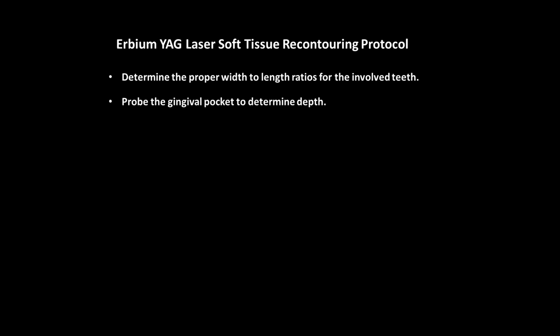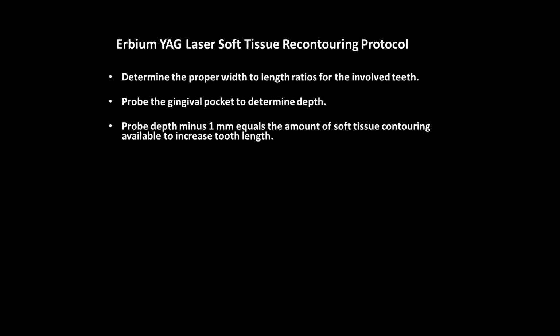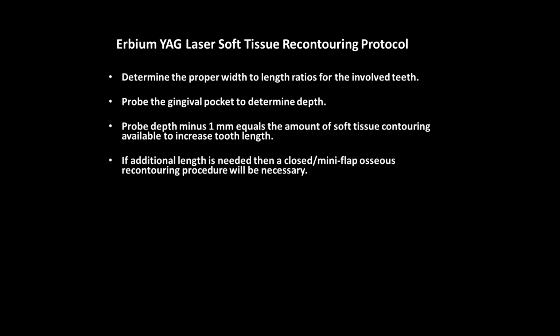So we're going to probe the gingival pocket to determine the pocket depth. The probe depth minus 1 millimeter equals the amount of soft tissue recontouring that we have available to increase that tooth length. If we create a pocket depth of less than 1 millimeter, we're going to get some relapse or rebound. That's the problem in the anterior. Most of the time our pocket depths are no more than 3 millimeters, but typically about 2, so we're a little bit limited on how much we can do with soft tissue alone.